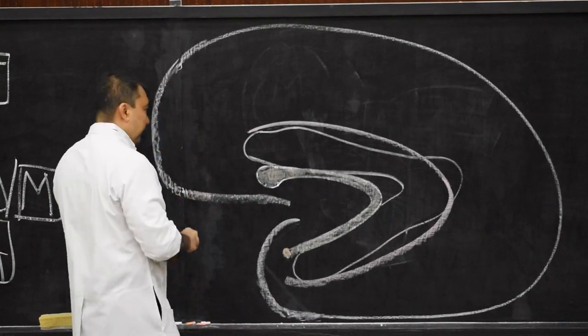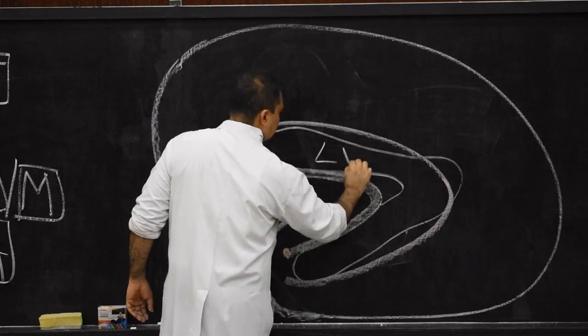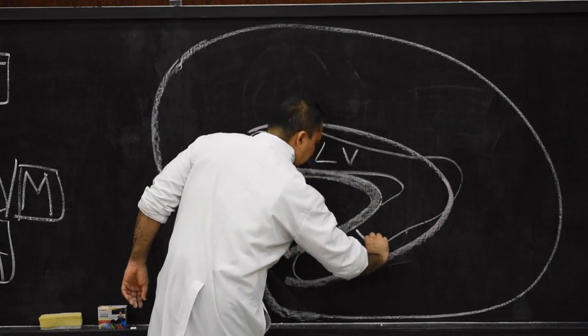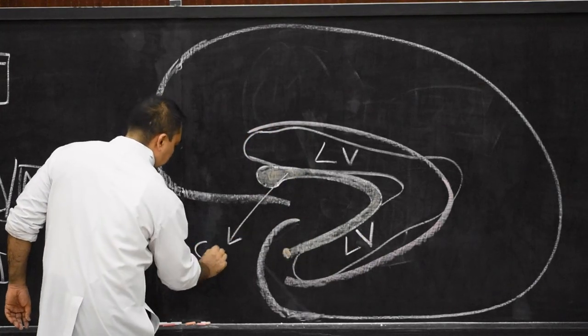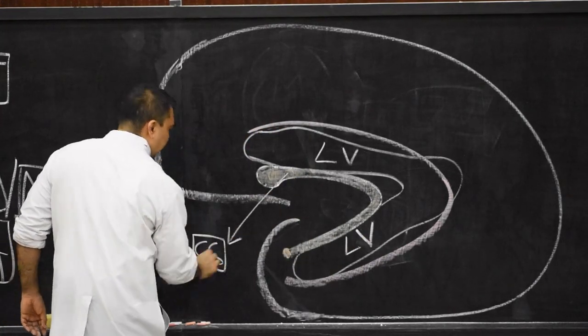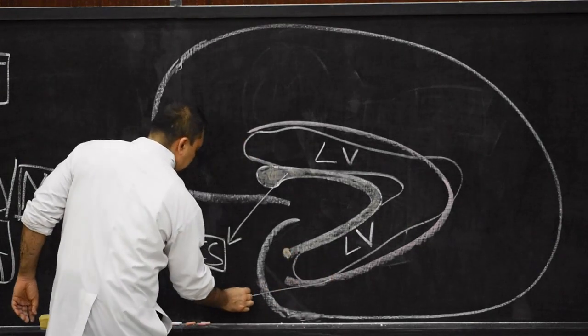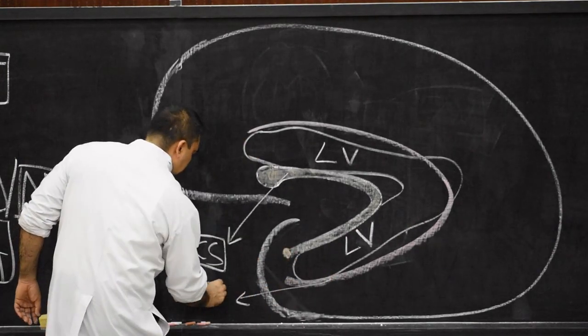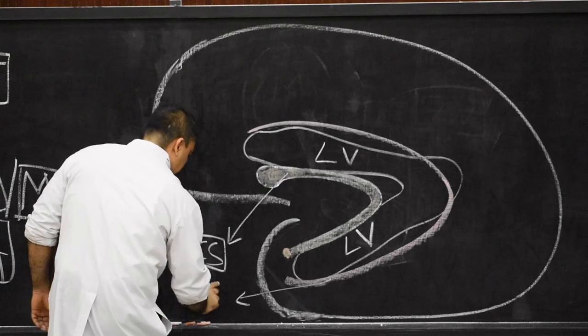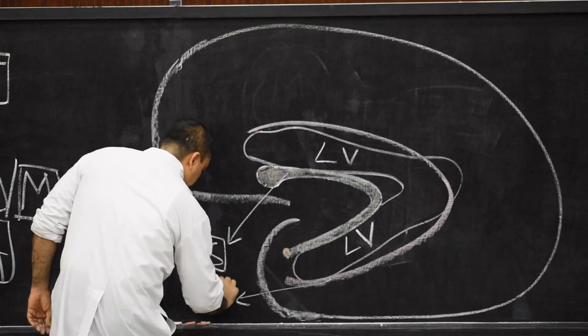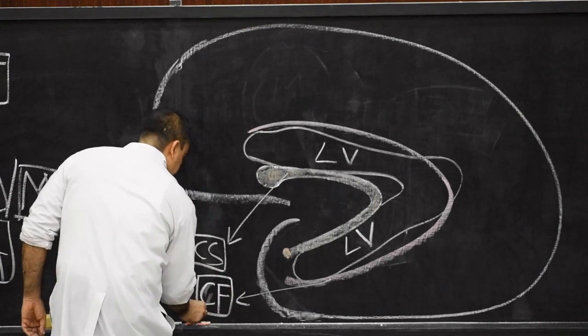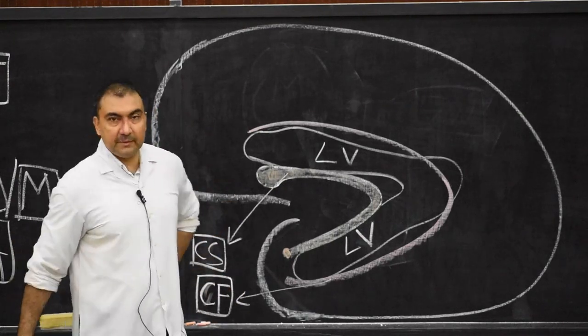So if we mark them, this is the lateral ventricle, of course. Then here we can mark this structure as the corpus striatum. So we have made the base basically, and this structure we can mark as the choroid fissure. So with this base we are now going to draw the remaining structures.